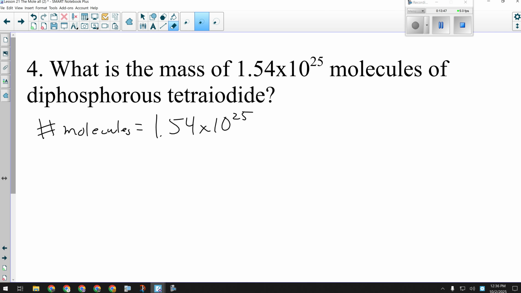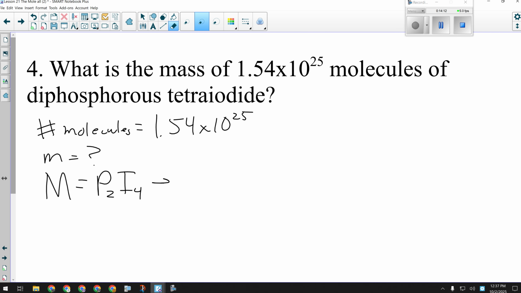The other thing it tells me is it wants to know the mass. Okay, so I'm going to have to do that. And they tell me the material. Diphosphorus tetraiodide. Should I reduce that? No, because it's molecular, right? If you're given prefixes, those are the numbers. We only reduce ionic compounds.